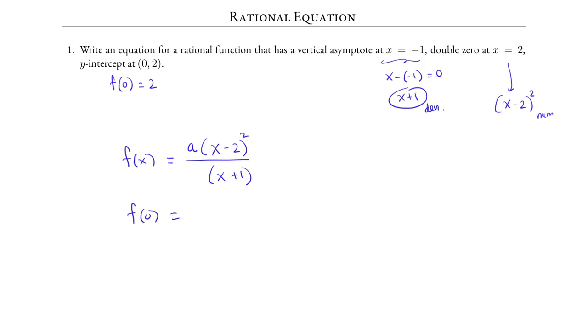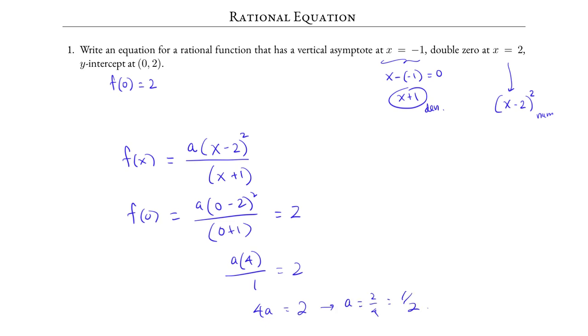f of 0 is a times (0 minus 2) squared over 0 plus 1. And this has to be 2 because the y-intercept is 2. This is now a times (-2) quantity squared, which is positive 4, over 1, equals 2. And so a equals 2 over 4, or 1/2. And so we would update our equation. The equation that we were looking for should be f of x equals (x minus 2) quantity squared, over 2 times (x plus 1).